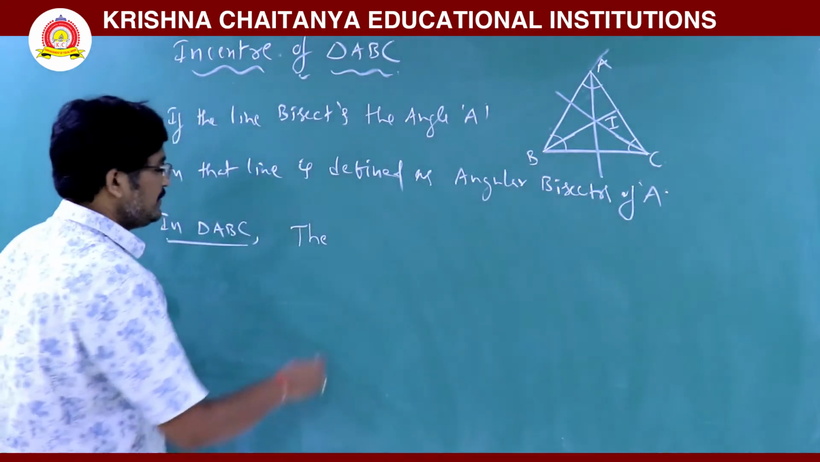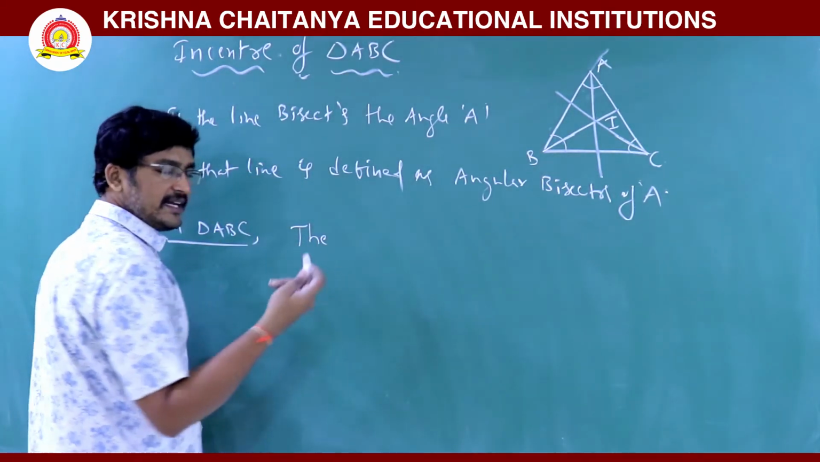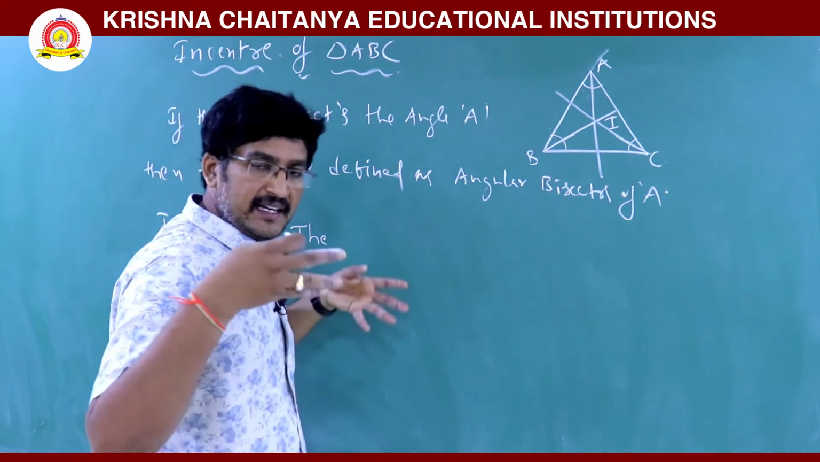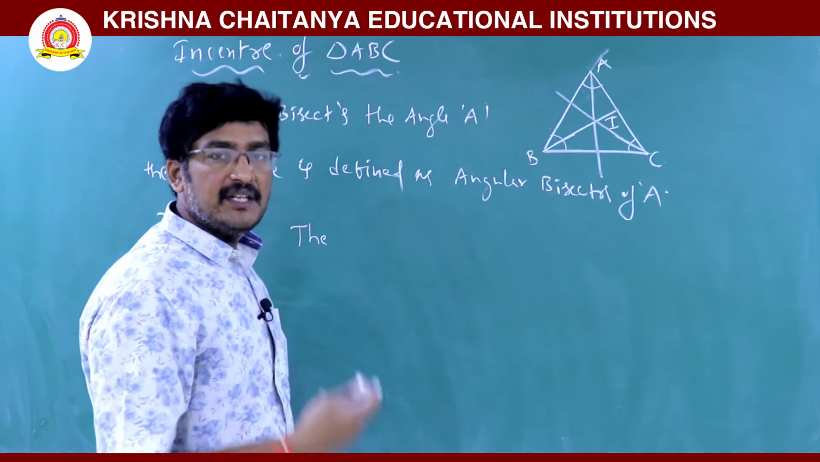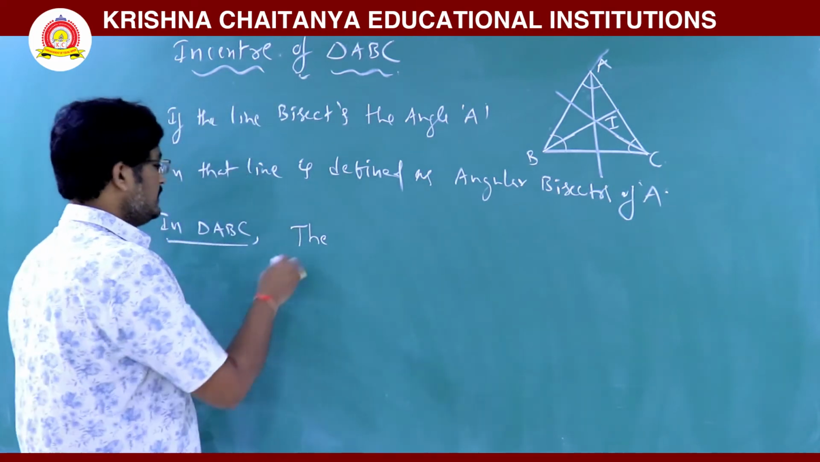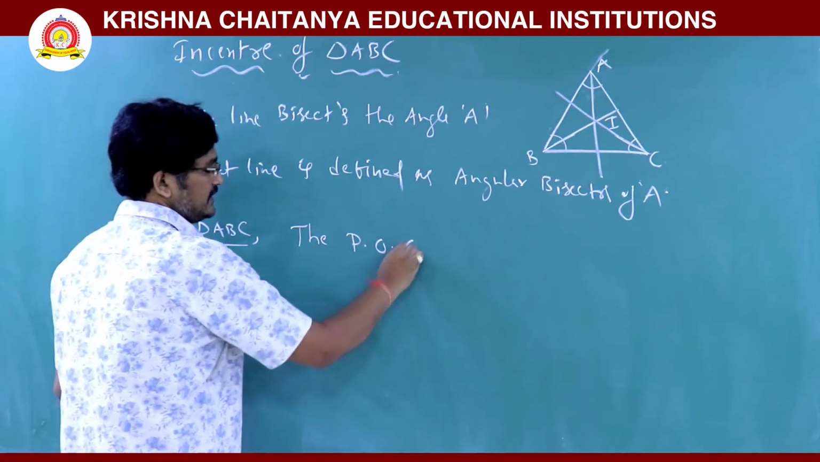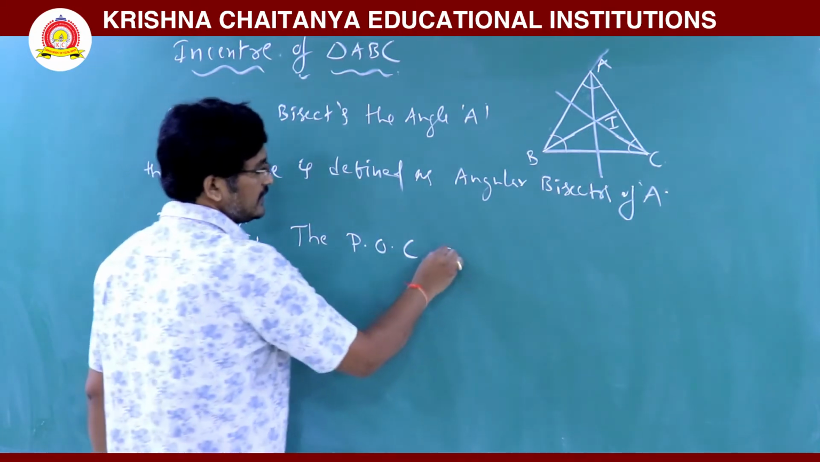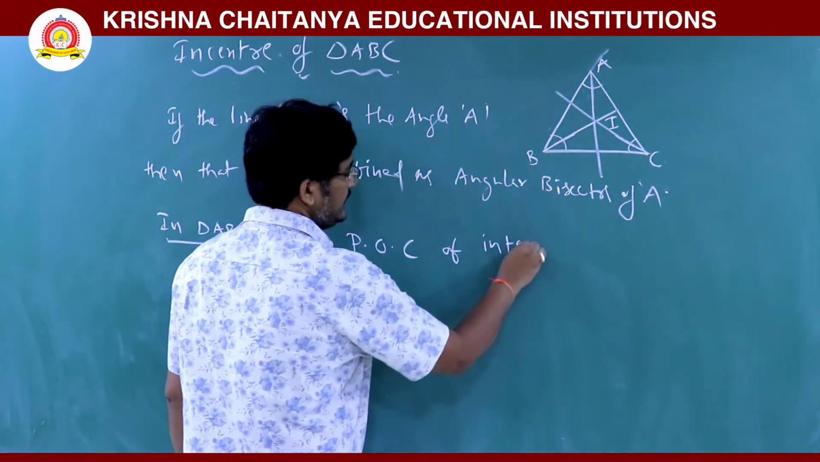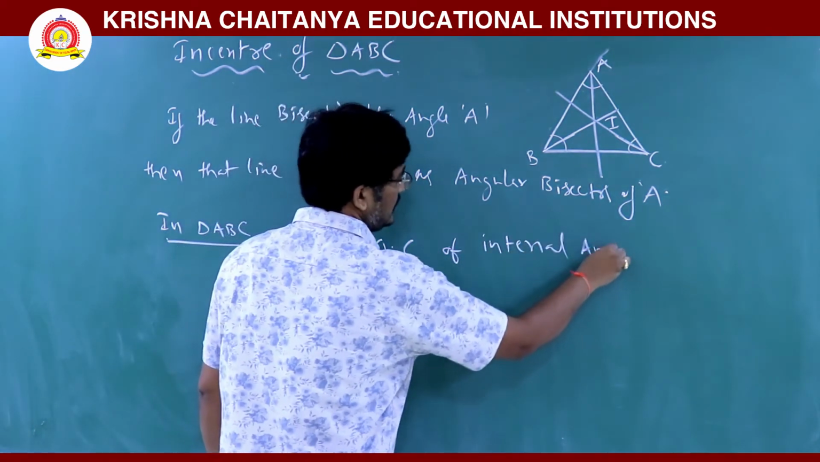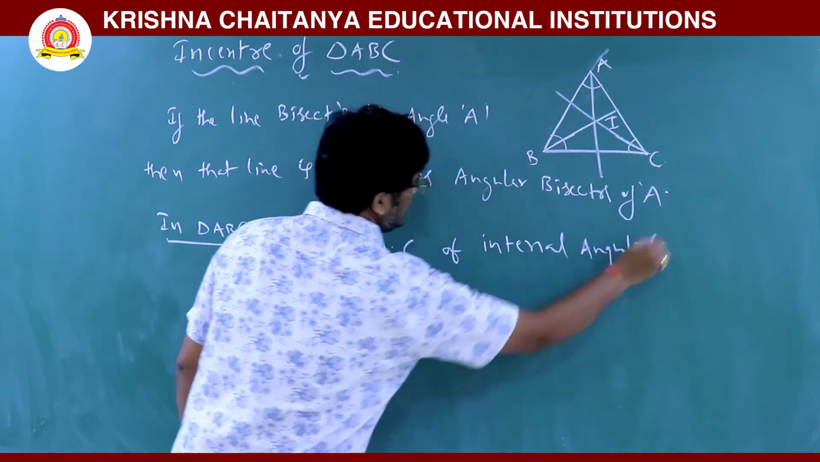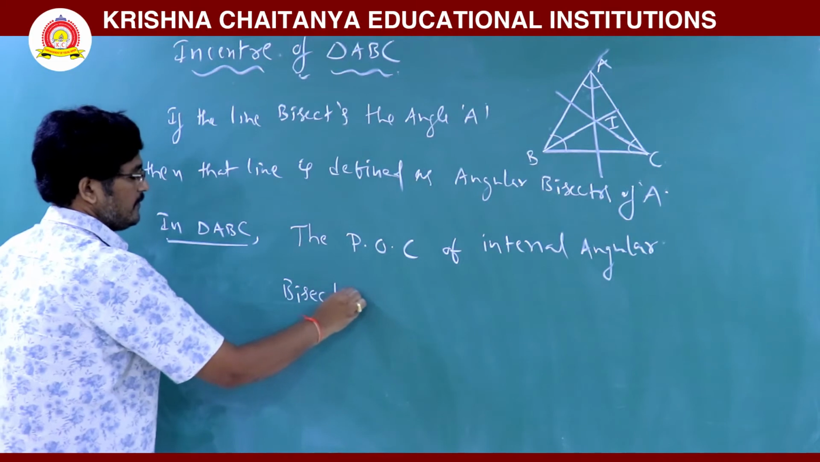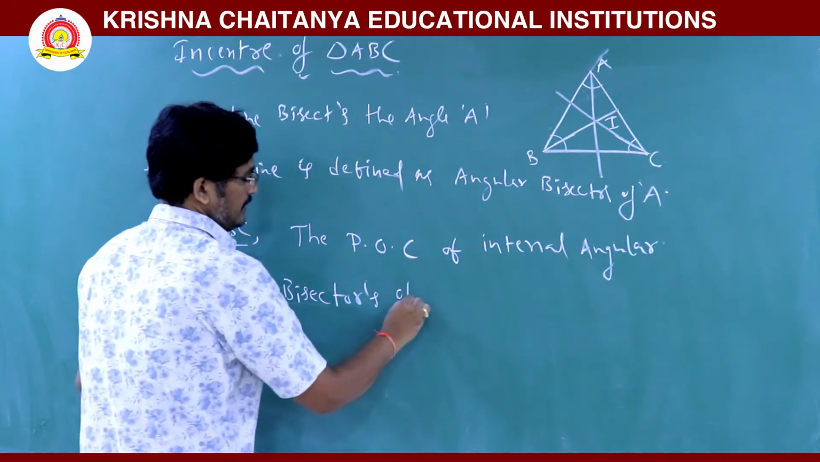Every triangle has 3 vertices, so three angular bisectors are there. Those three angular bisectors meet at a point. Now define that point of concurrency. Okay, the point of concurrency, POC. What is the abbreviation of POC? Point of concurrency. The point of concurrency of internal angular bisectors of angles.